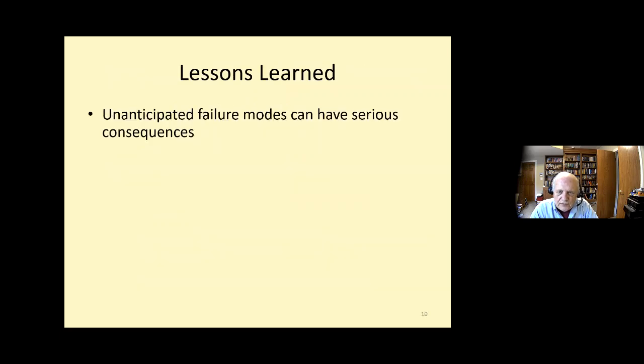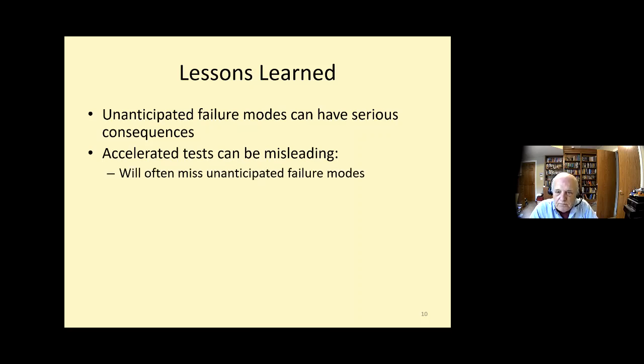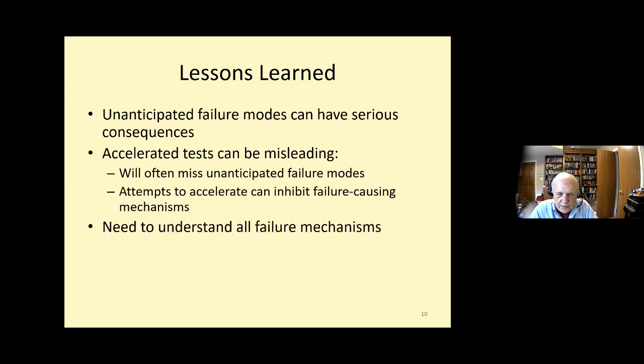What went wrong here? Well, as it turns out, the engineers didn't anticipate this failure mode, so they didn't test directly for it. And indeed, the accelerated tests that they did do, which were focused on the life length of the plates, actually inhibited the corrosive failure mechanism. That is, they were testing at higher than use voltage, and that higher voltage actually caused a deceleration of this serious failure mode that ultimately caused all of the problems. So accelerated tests can be misleading and will often miss unanticipated failure modes because you're not focusing on them. And as I said, in this case, their accelerated test actually inhibited the serious failure mechanism.